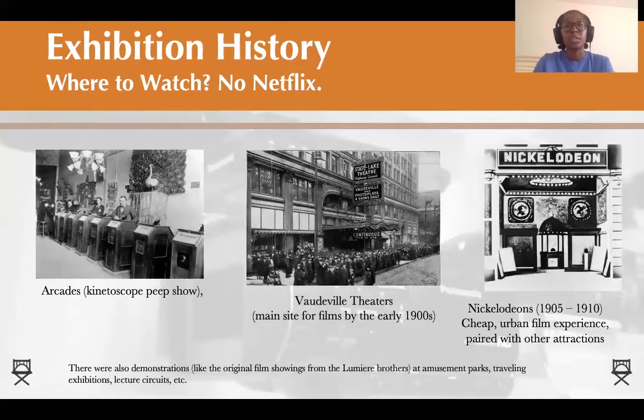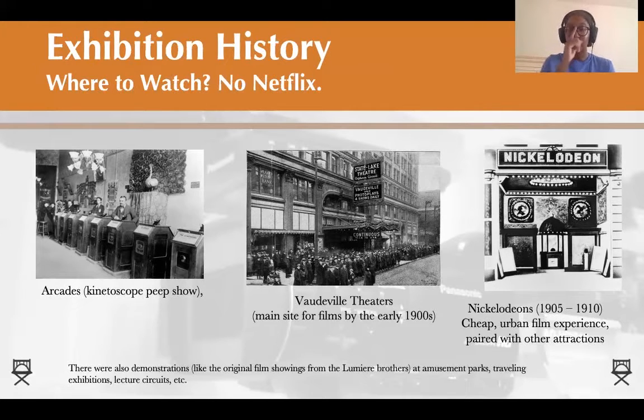Okay, so the exhibition history. Where did people actually go to watch these films? They usually went to arcades where there are kinetoscope peep shows. As we looked at earlier, there was someone peering down into a kinetoscope, basically having a private viewing of a film or a moving image. We'll call it a moving image for now still. And there were arcades that had these machines lined up for people to come in and pay and then watch the films. There was still no sound, I don't think. There probably wasn't any sound.